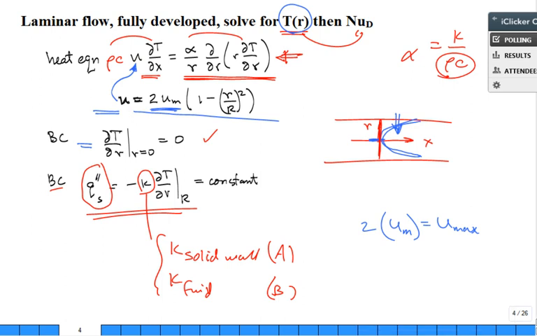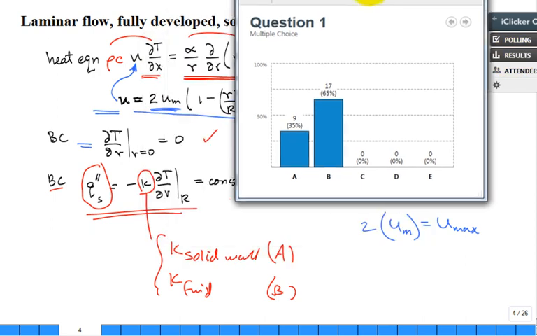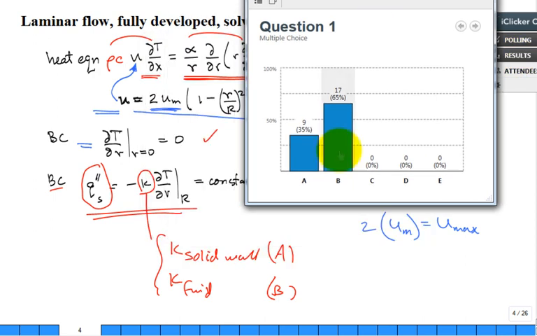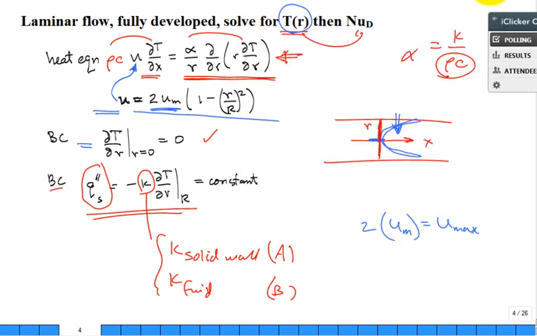And let's take a look. So we'll just show the results. And well, it's not of the solid wall, it's the thermal conductivity of the fluid. It's just into the fluid. We're really trying to solve for the temperature as a function of r. In the wall or only in the fluid? Only in the fluid. So this is no. It's the fluid thermal conductivity.